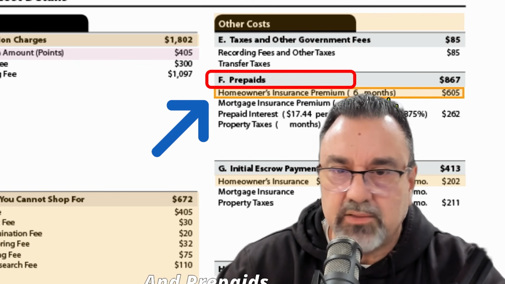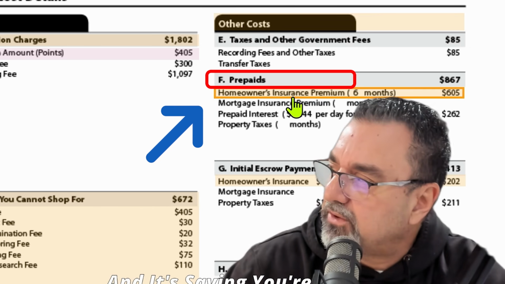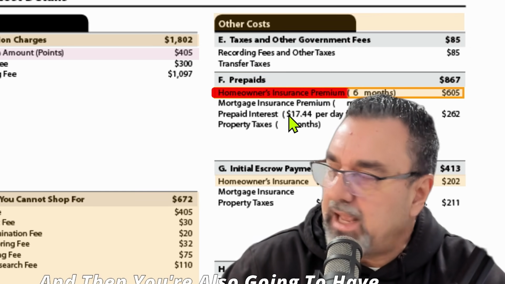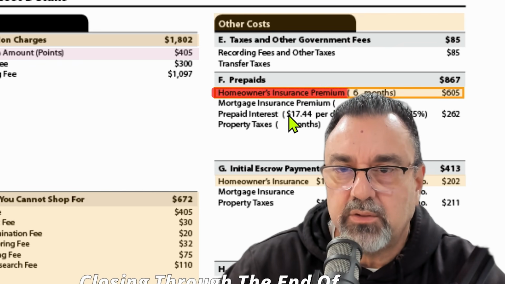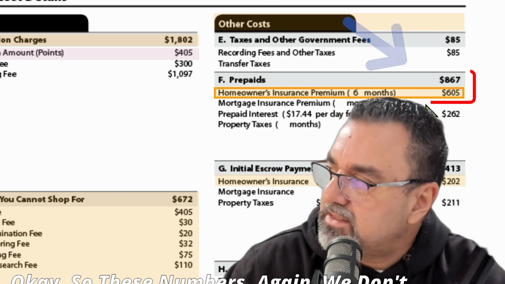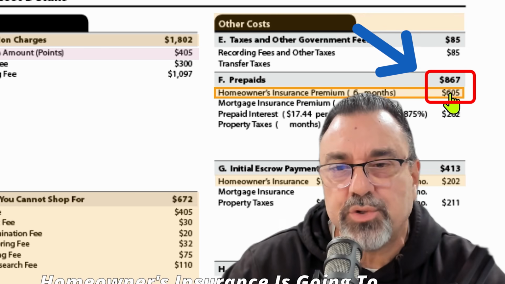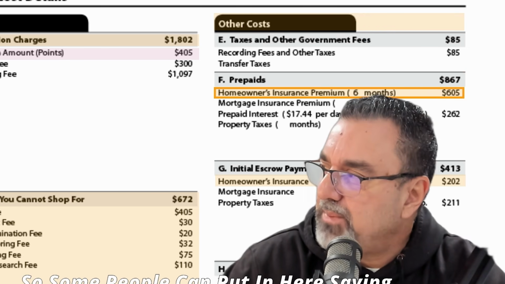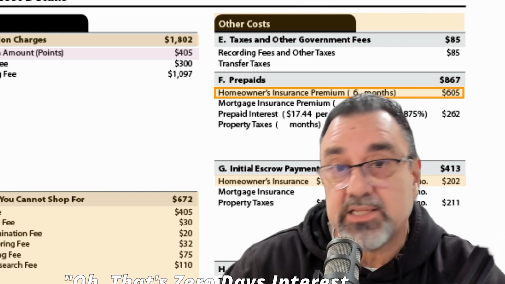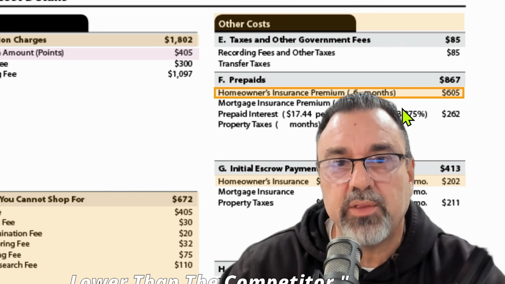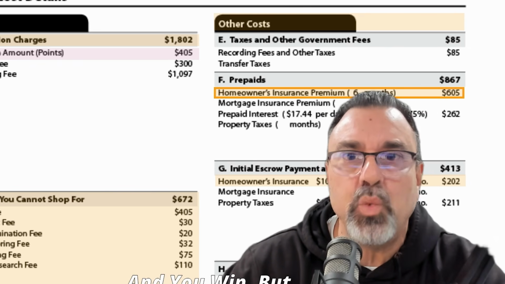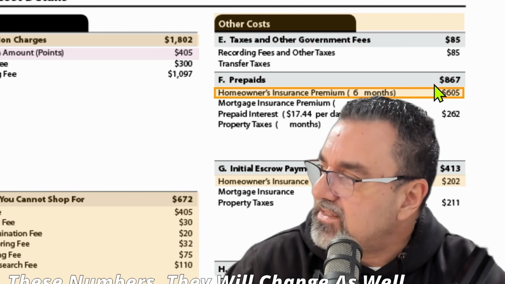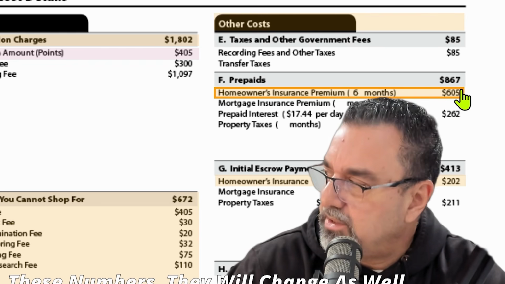Then prepaids. This is basically saying you're going to have to prepay your homeowner's insurance. And then you're also going to have interest from the day of closing through the end of the month. Okay, so these numbers, again, we don't know what your homeowner's insurance is going to be, and we don't know what day you're going to close. So some people can put in here 0 days interest, and now my interest looks lower than the competitor. Then you win, but you're not really winning. You're deceiving the borrower. So these numbers will change as well.